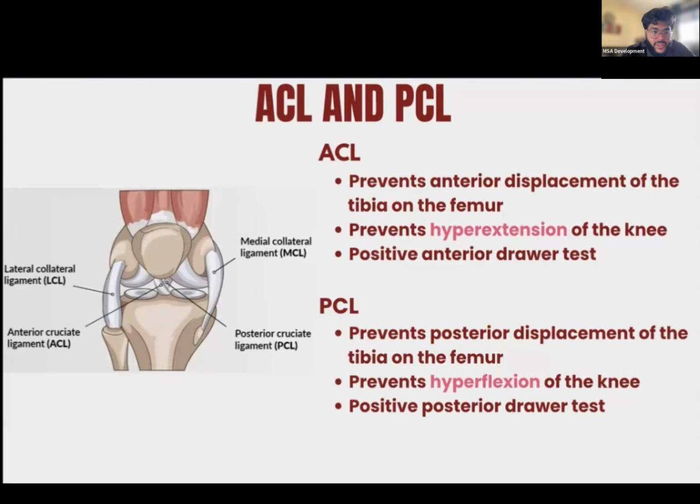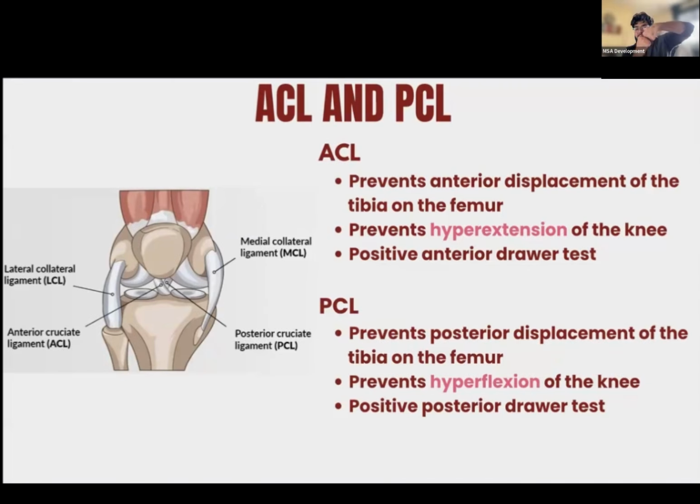The anterior cruciate ligament is responsible for preventing the anterior displacement of the tibia on the femur. So if this is the femur and this is the tibia, it prevents the tibia from moving forward. The ligament goes this way and attaches to the tibia. It prevents hyperextension of the knee, and it also presents with a positive drawer test. I'll be talking about the drawer test later on, but it's basically a test that is done to confirm a tear.